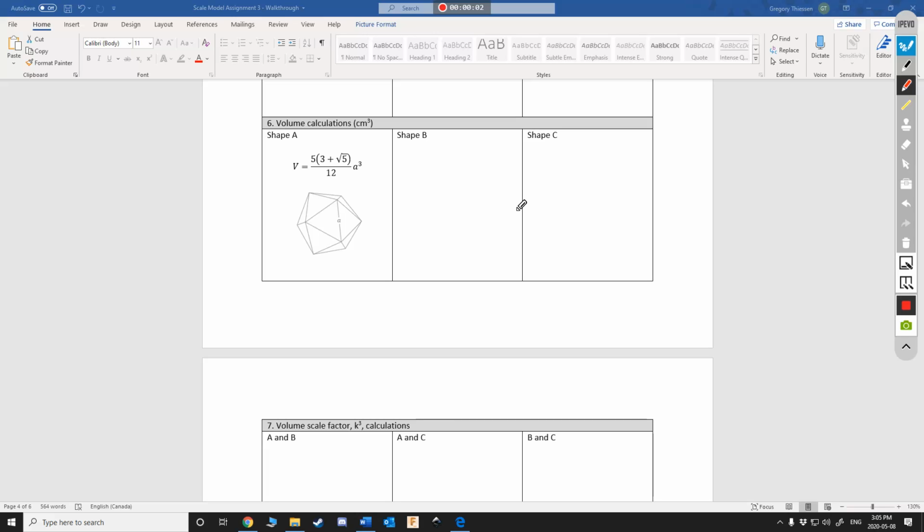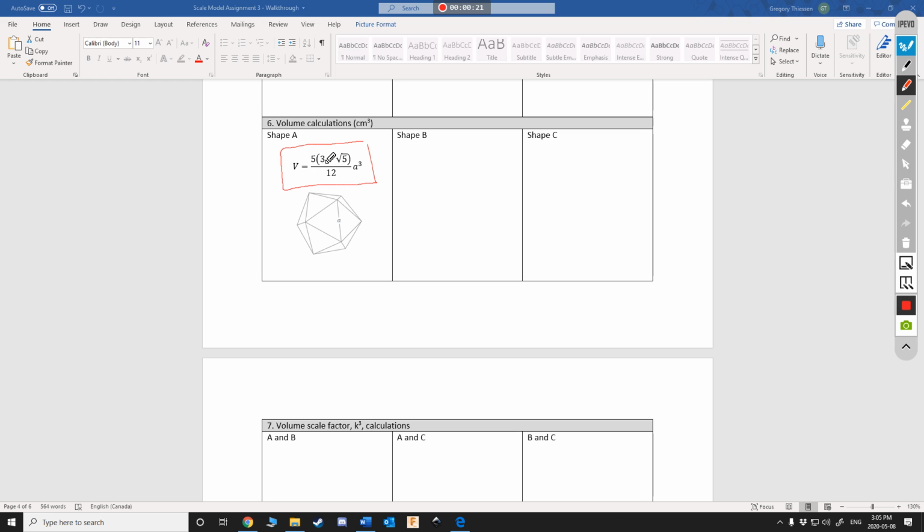Okay, so this is to finish up this walkthrough for this assignment. So now we're looking at volume. I looked up this equation. I have no idea what the actual volume is of this complex 20-sided shape, so I just looked it up. Again, depending on what you chose, there are other shapes that are easier.